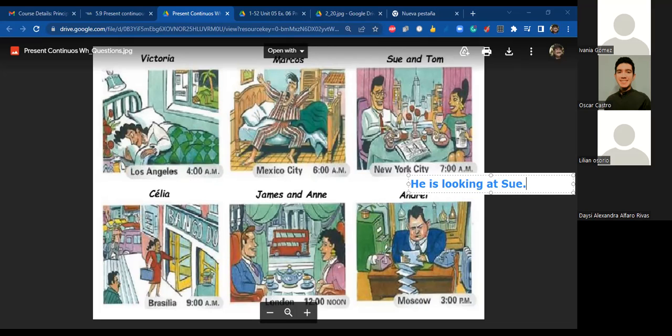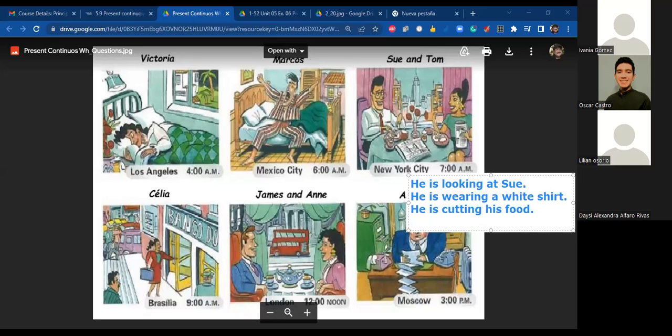He's smiling. He's wearing. ¿Cómo se diría, teacher? He's wearing a white shirt. Okay. He is cutting his food. Right. Cortando algo de comida, right? He's cutting his food. What else? He's cutting.